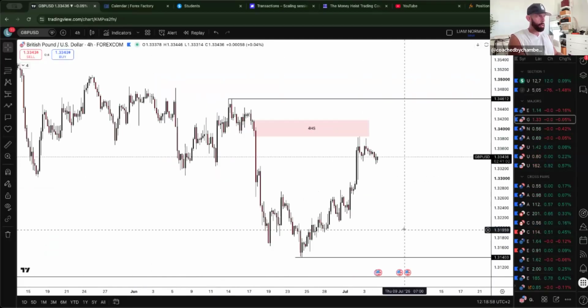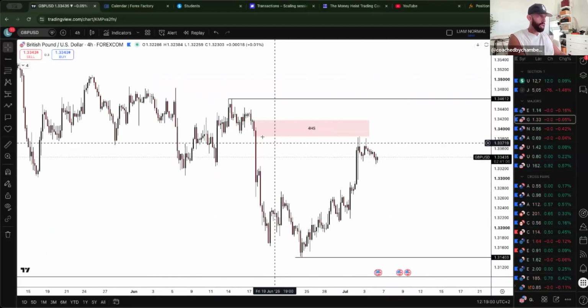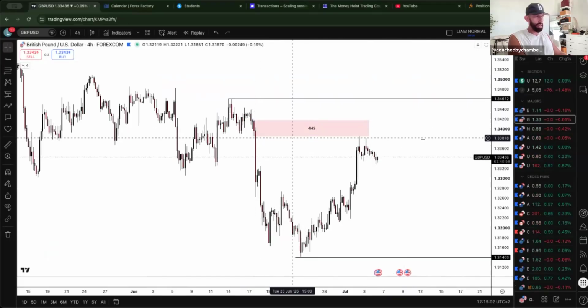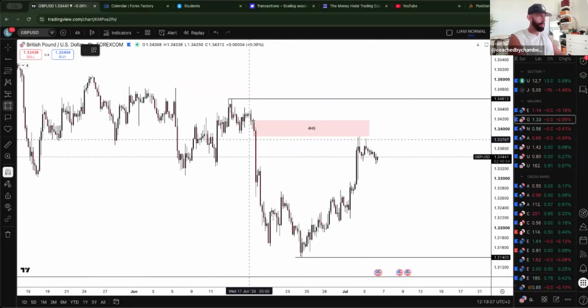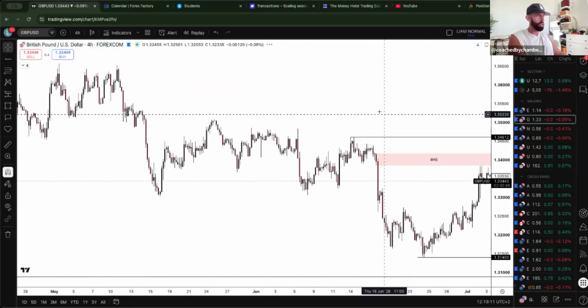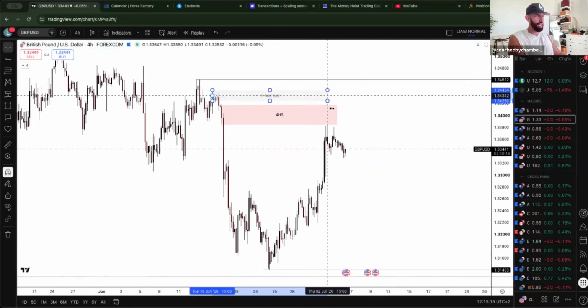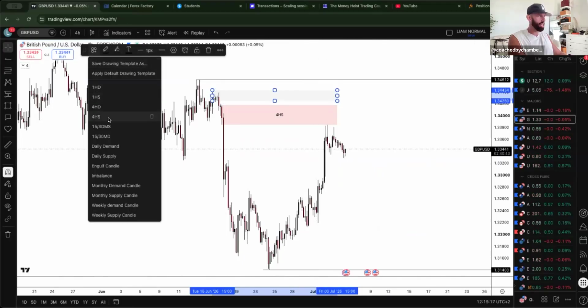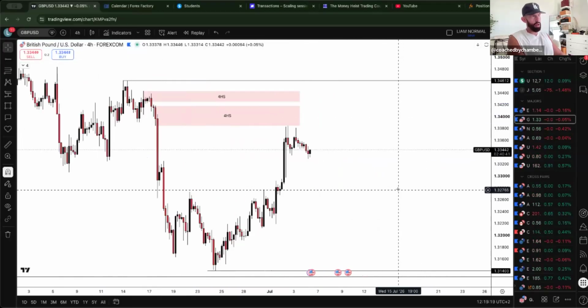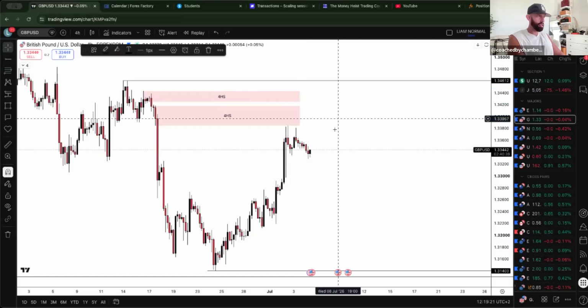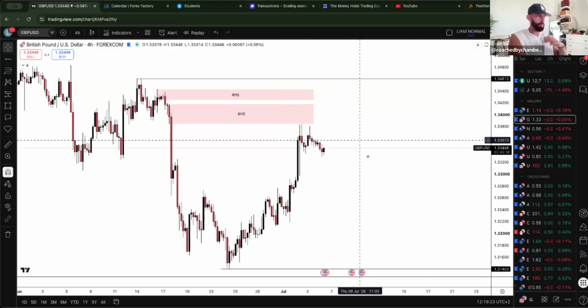Jumping into the 4 hour, you can pretty much see this area of supply is where market's come into. Ideally, we do have imbalance above here as well, as you can see. So I would naturally have looked for market to come deeper into that daily supply and probably this 4 hour supply area here. But obviously we've not had that just right now, but market has come into this supply.